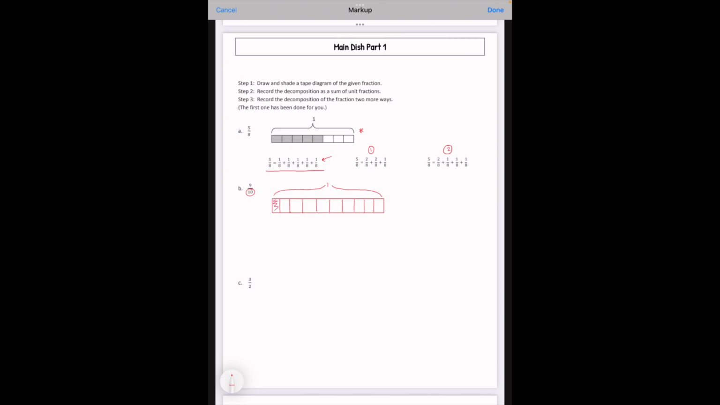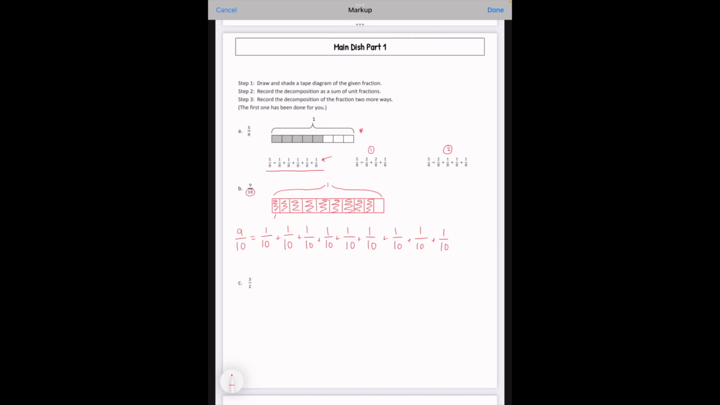Now to shade it in, make sure we're shading in 9 of the 10 pieces. And now we're going to break it down and do step 2 by recording the decomposition as a sum of unit fractions. So each one of these pieces is equal to 1/10, 1 out of 10 pieces. And I'm going to take all 9 of them, and it's going to equal my 9/10.